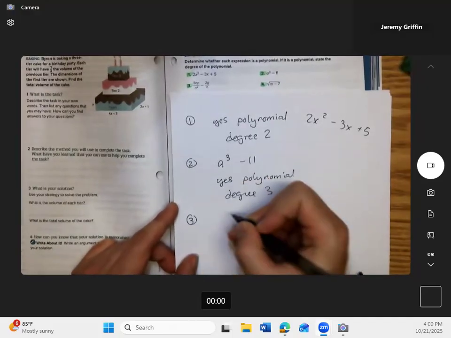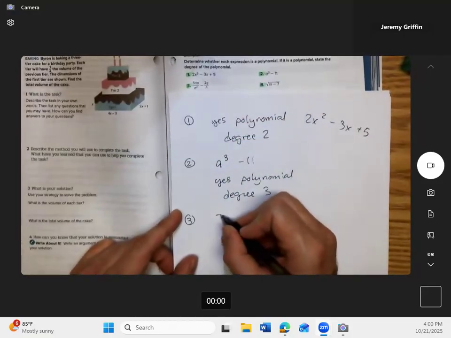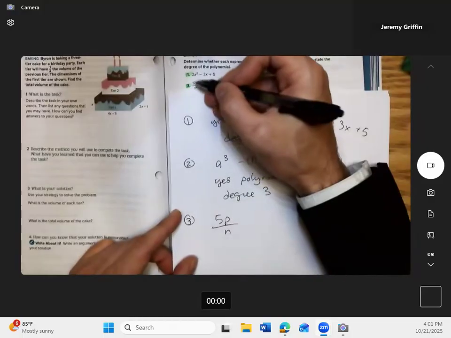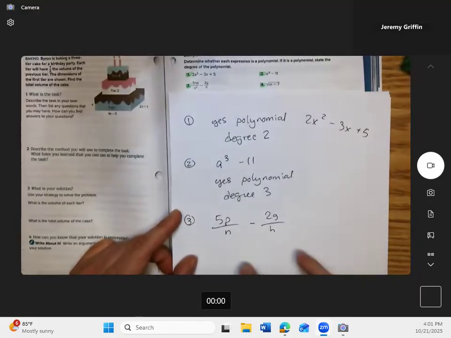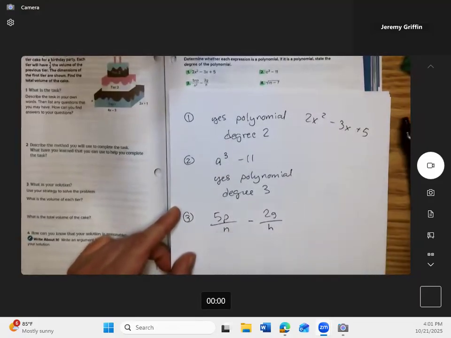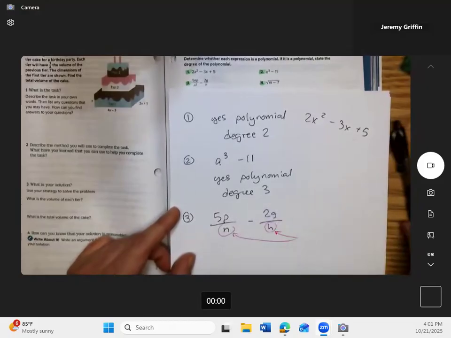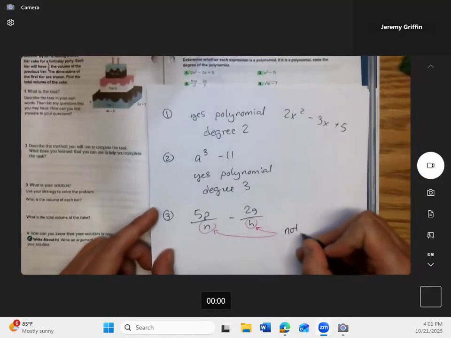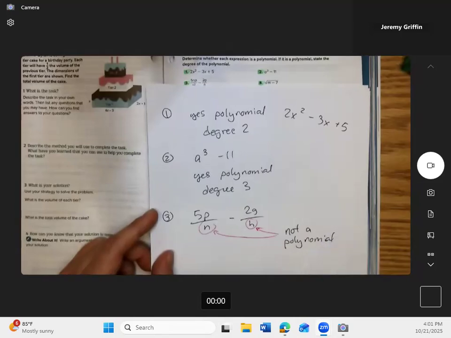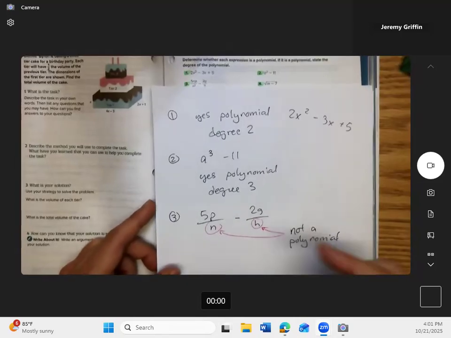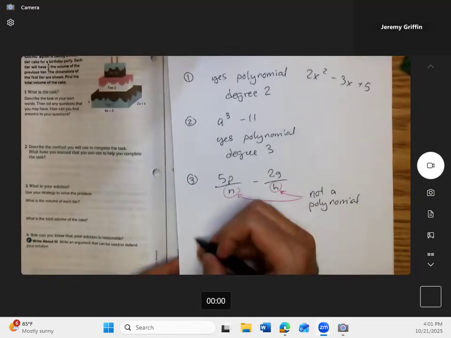Number 3. 5nt over n squared. Now I can simplify that as 5t over n because one of the n's cancels. And then that's minus 2g over h. Well, because if you have variables in the denominator, then that right there, because of that, so I'm pointing to the reasoning, right? Not a polynomial. Remember, you're not ever dividing by x, or in this case, n or h. Or you could say x or n or h would not be raised to negative powers, which gives the same result. So not a polynomial.